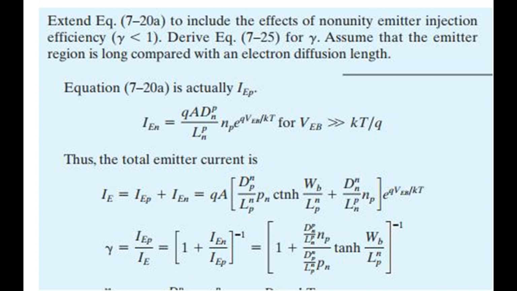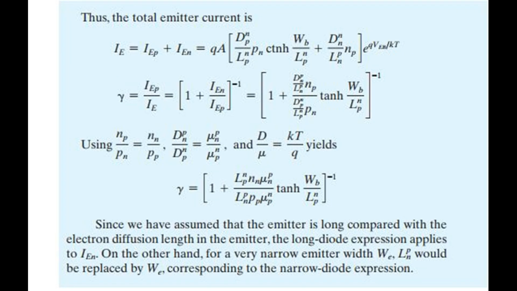Example 7.3, efficiency, G. Derive EQ 7.25 for G. Assume that the emitter region is long compared with an electron diffusion length. Equation 7.20A is actually IEP. Thus, the total emitter current is IEP plus IEN. Since we have assumed that the emitter is long compared with the electron diffusion length in the emitter, the long diode expression applies to IEN.